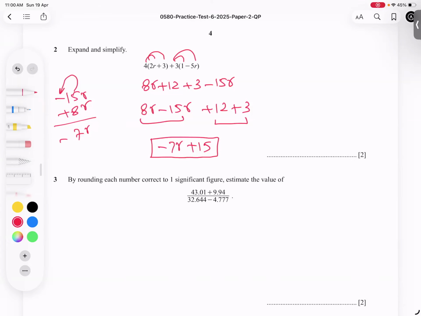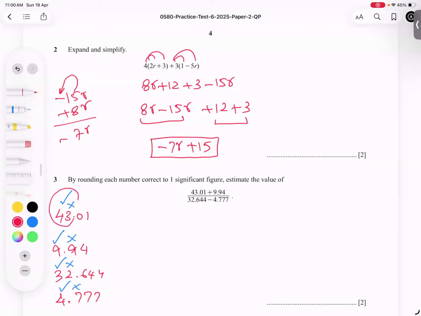He said in question number 3, rounding each number to one significant figure, estimate the value. So I'm doing all the numbers: 43.01, then 9.94, then 32.644, and lastly 4.777. What's the rule of one SF? For one SF, in 43.01 we need 4, we don't need 3. In 9.94 we need 9, we don't need the next 9. In 32.644 we need 3, we don't need 2. In 4.777 we need 4, we don't need 7.